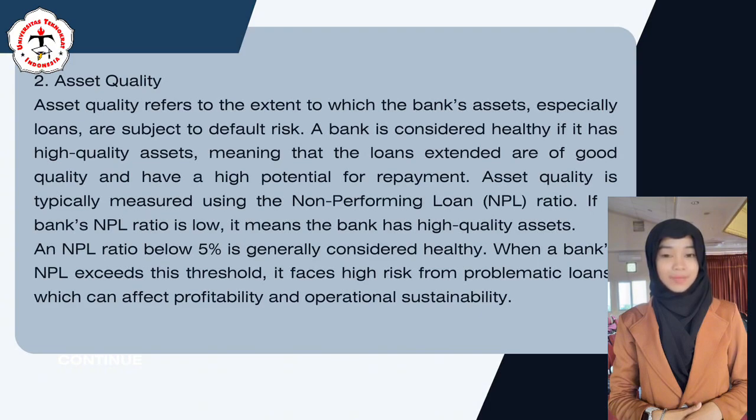Asset quality is typically measured using the non-performing loan, NPL, ratio. If a bank's NPL ratio is low, it means the bank has high-quality assets. An NPL ratio below 5% is generally considered healthy. When a bank's NPL exceeds this threshold, it faces high risk from problematic loans, which can affect profitability and operational sustainability.